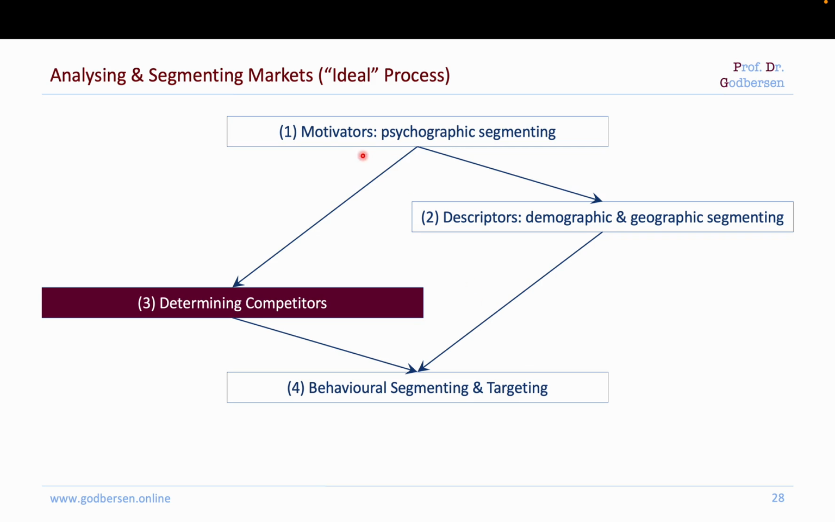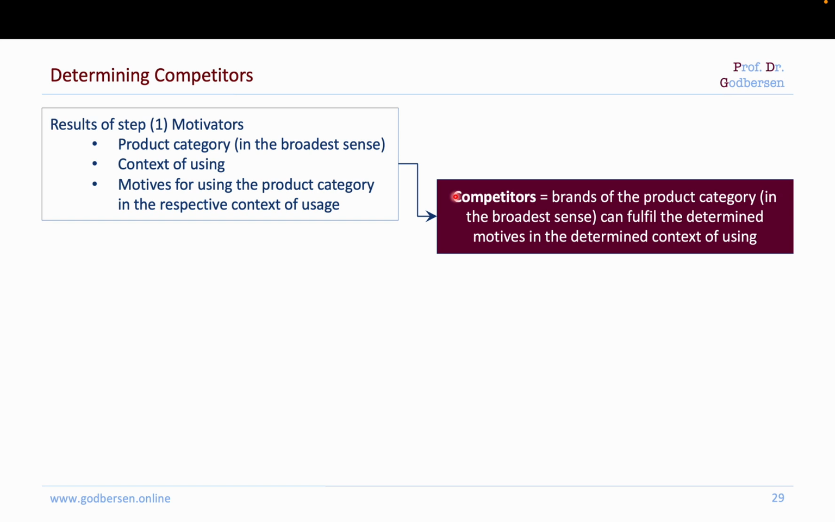So what we have done now is we have the motives. We know our target group, how to identify them, if you will, how to find them. And as I said earlier, we are not alone in this world, there are competitors. So we need to determine who our competitors are. We take the results of step 1, the motivators. We have the product category, with the context of using, and we have the motives for using this product category in this specific context of using. And then the general rule is every other brand from this product category in the broader sense that can fulfill the needs and wants or the motives of the target group.